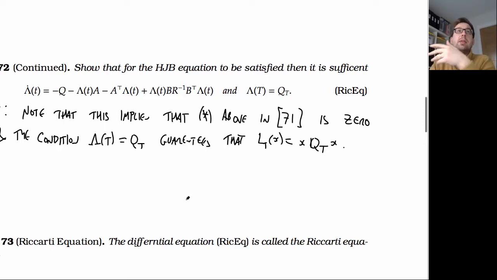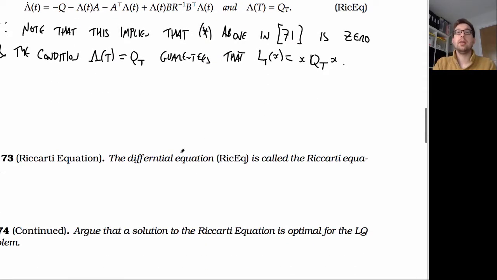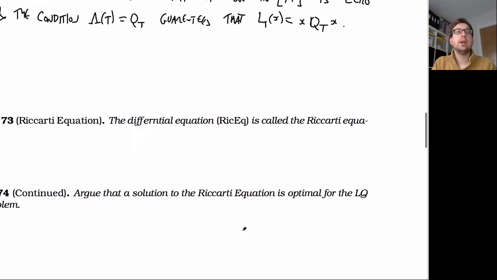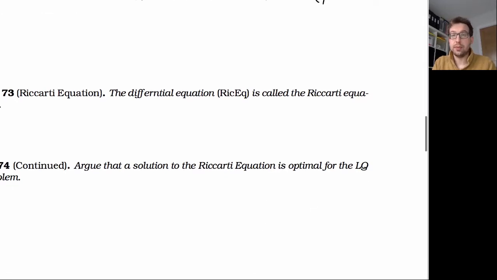Notice there's a differential equation that you have a termination condition with, and then you can solve that differential equation backwards, okay, numerically or otherwise, in order to give you the optimal value function, okay? So the differential equation here above is called the Riccati equation, okay, and it says to argue that the solution of the Riccati equation is optimal for the LQ problem, okay?